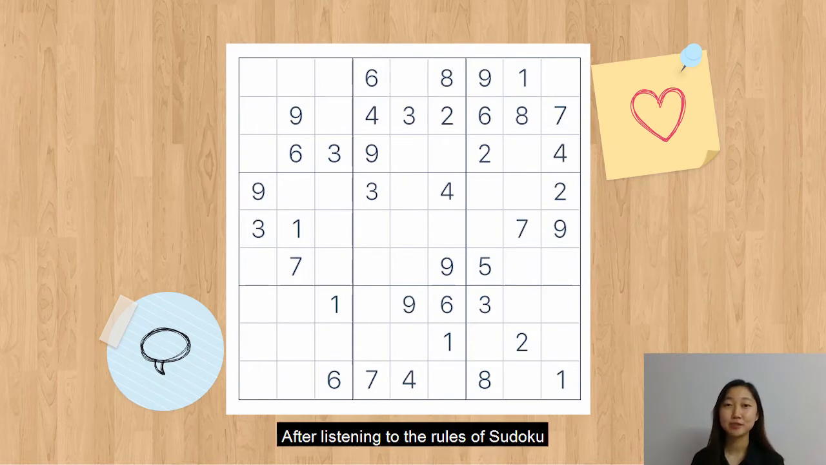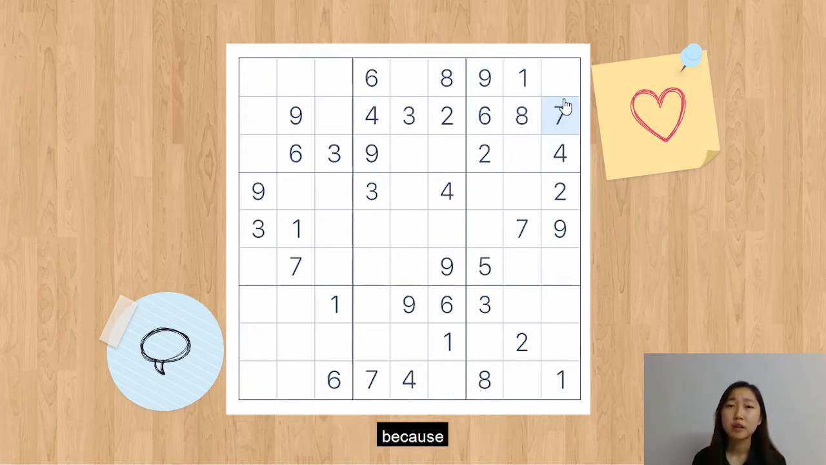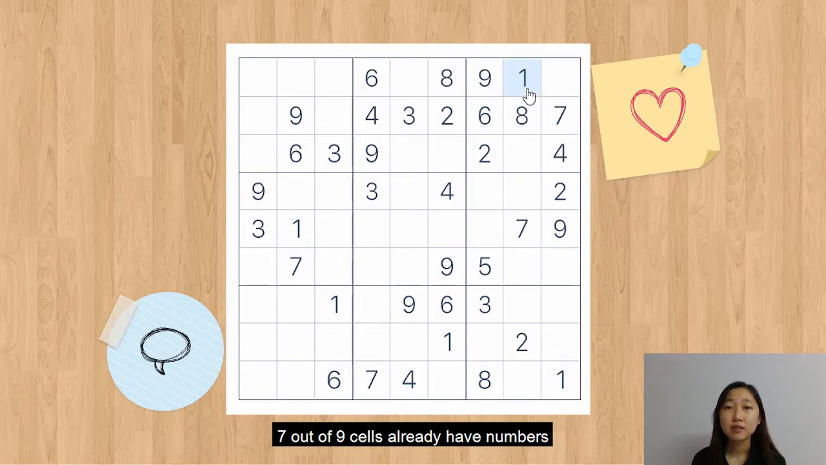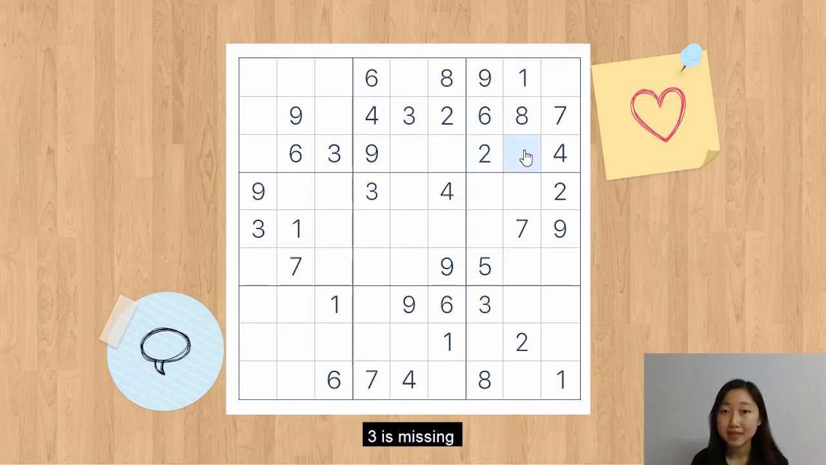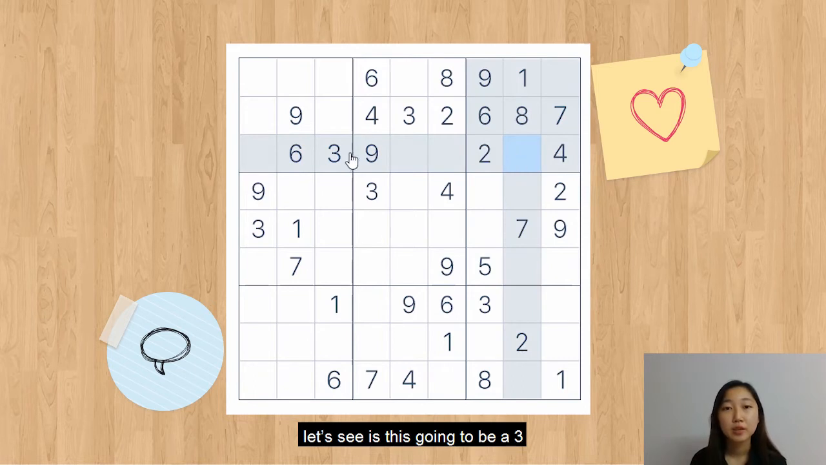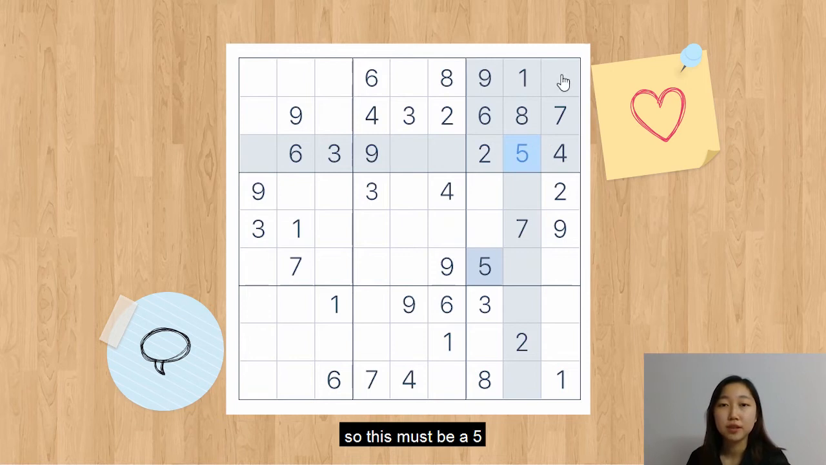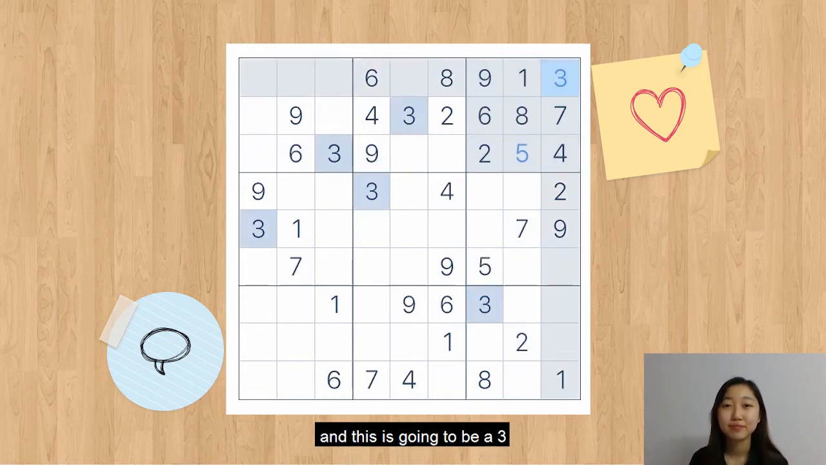After listening to the rules of Sudoku, let's look at some examples. In this Sudoku, I will solve this block first. Because 7 out of 9 cells already have number, so there are only 2 cells left. Let's count together. 1, 2, 3 is missing, 4, 5 is missing. So 3 and 5. Let's see, is this going to be a 3? No, it can't be a 3 because there's a 3 in this row. So this must be a 5. And this is going to be a 3. Now we have completed a block. Let's move to the next one.